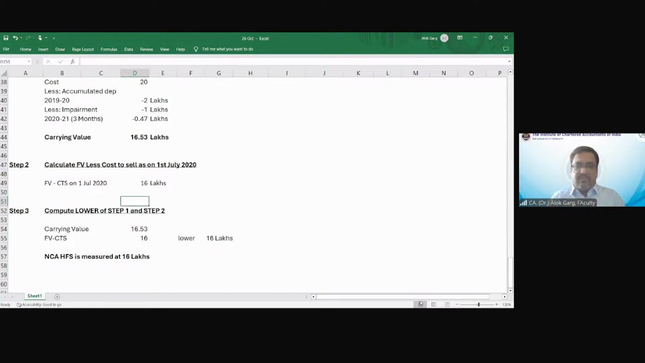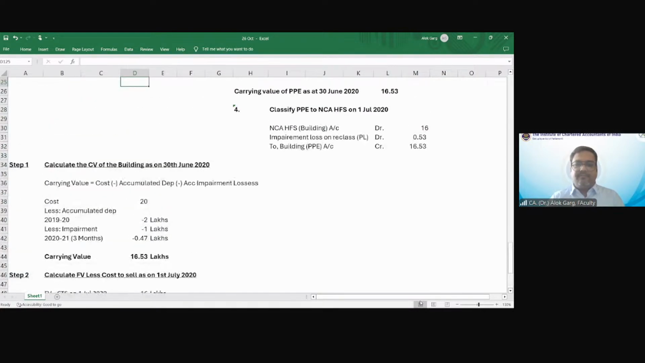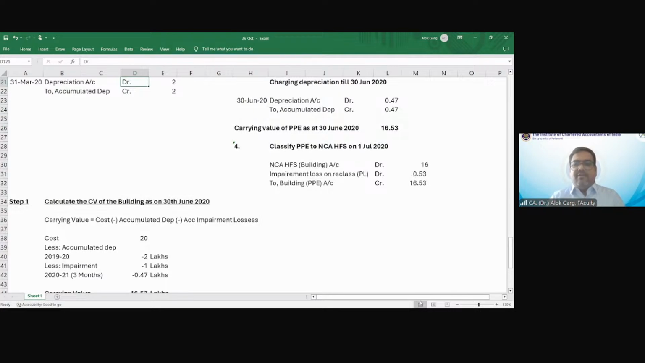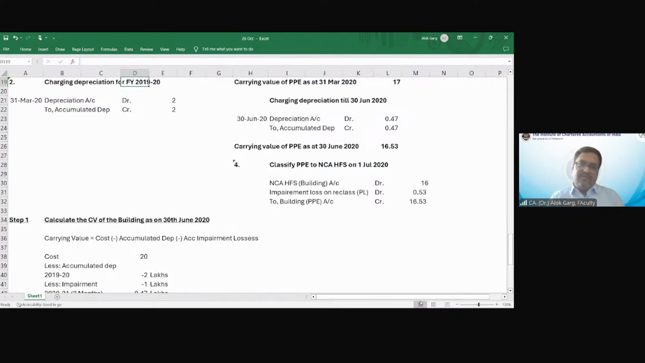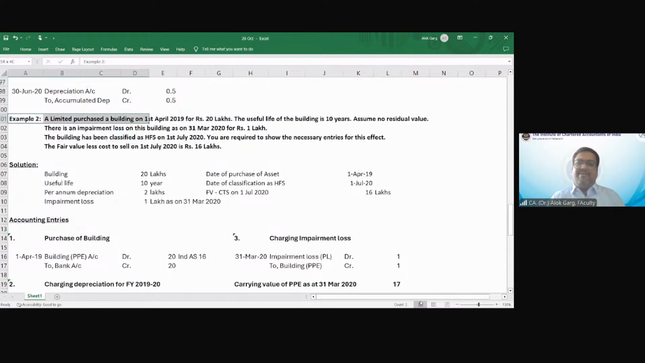So what if the fair value was higher, then the profit that would arise? What if fair value was higher? Okay. Revaluation reserve. Okay. Example number 3.